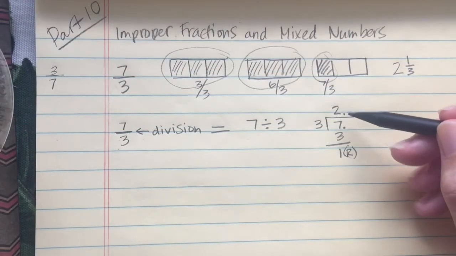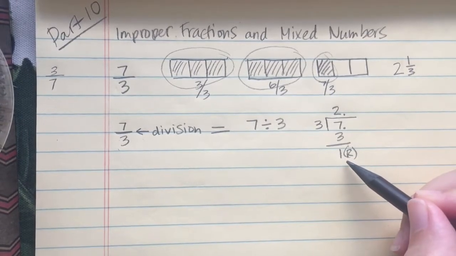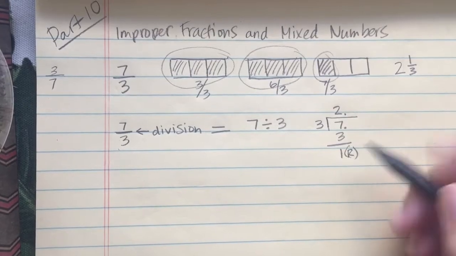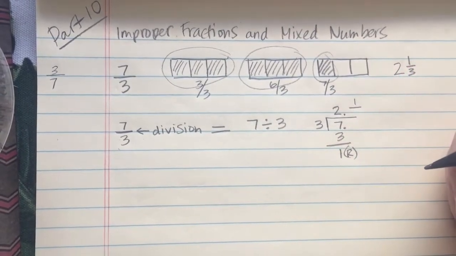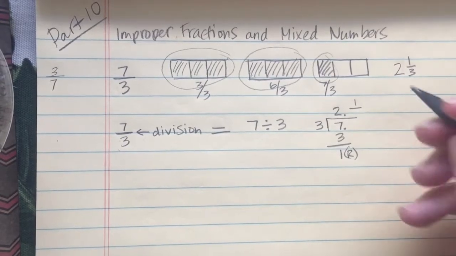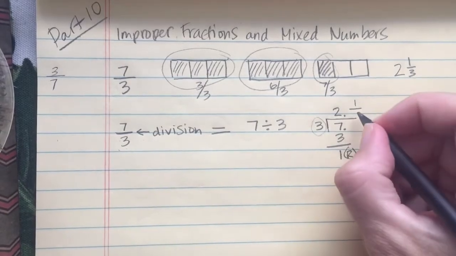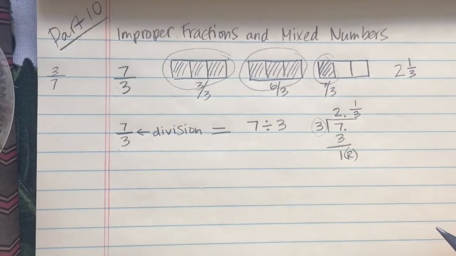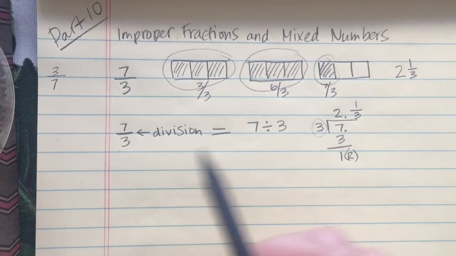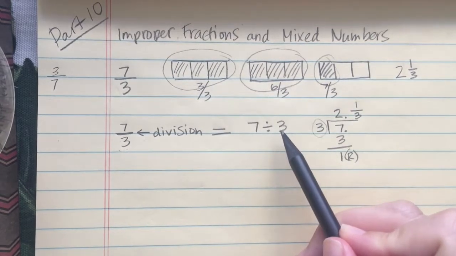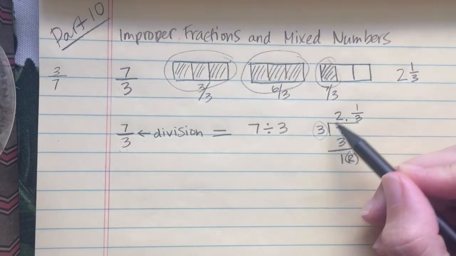Once you have a whole number, all you're going to do is take this 1, which is your remainder, what's left over, and that is going to become your numerator in your fraction. And then the denominator, which is right here, it stays the same. So let's recap. To go from 7/3 to a mixed number, all we did was 7 divided by 3. 3 goes into 7 2 times. 2 times 3 is 6.